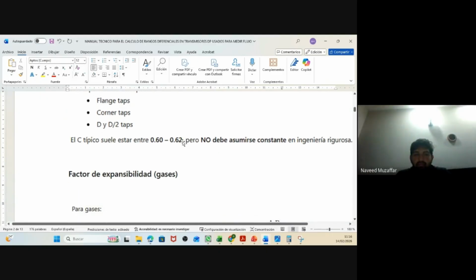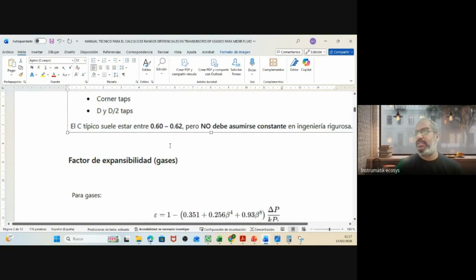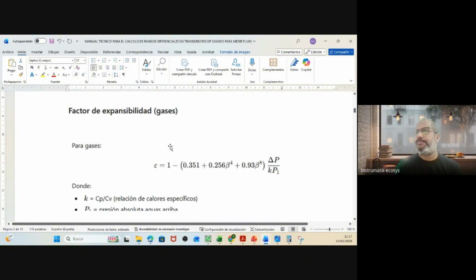So here is a recommendation, or maybe a typical range that you can use in case that you don't have this value. It is normally between 0.660 or 0.62. But normally the standard says that you cannot assume this as a constant. So you can use it at the beginning just to start the calculation, but later you must find the accurate number for this coefficient.